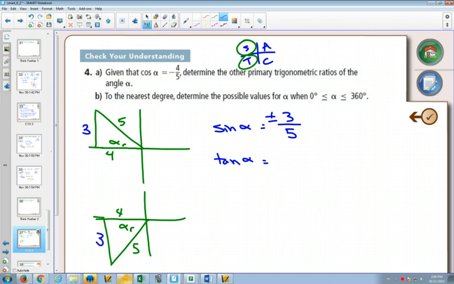And tan, opposite over adjacent, will be 3/4. And because tan is positive in quadrant 3 and negative in quadrant 2, it also could be positive or negative. So that's part A. Determine the other trig ratios. We knew cos, so we had to find sine and we had to find tan. So that's what the question was asking.